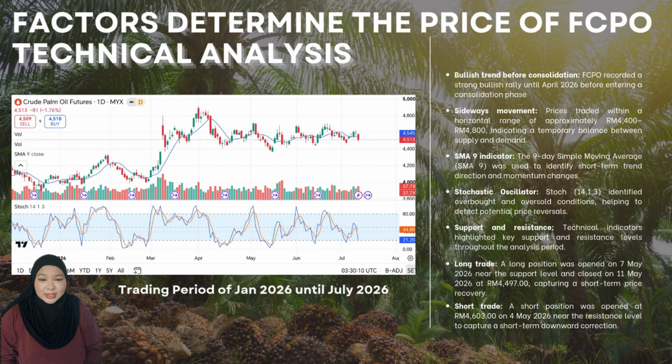demand. To navigate this, we utilized two key technical indicators: the 9-day simple moving average to capture short-term trend momentum, and the stochastic oscillator to identify overbought and oversold conditions for potential price reversals near key support and resistance levels. This strategy allowed for successful execution in May. First, a short trade opened at 4,603 ringgit near resistance to capture a downward correction, followed by a long trade opened at 4,497 near the support level to capture a rapid short-term price recovery.